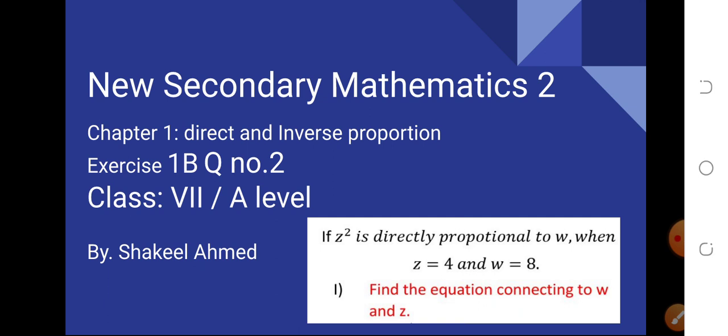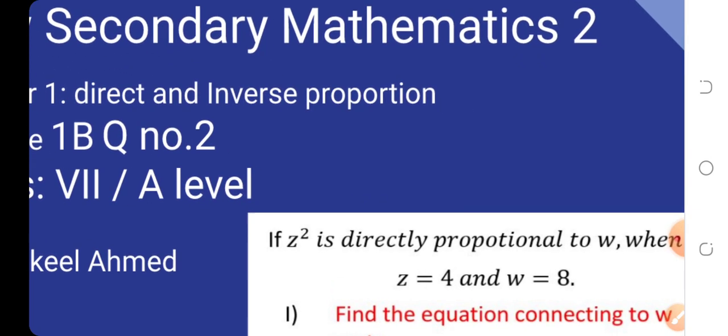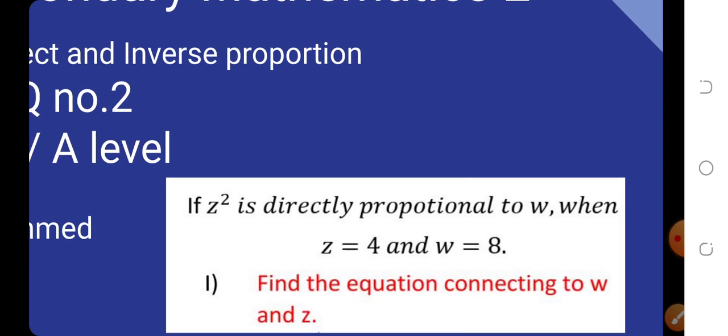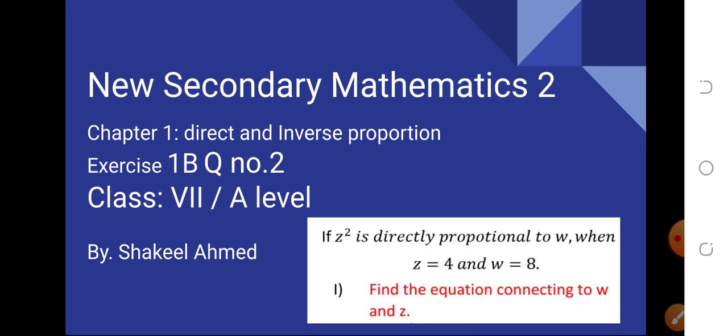This is exercise 1B of the first chapter, Direct and Inverse Proportions. Today's question is question number 2: if Z is directly proportional to W, when Z is equal to 4 and W is equal to 8. Part 1 is to find the equation connecting W and Z. So we are moving forward.